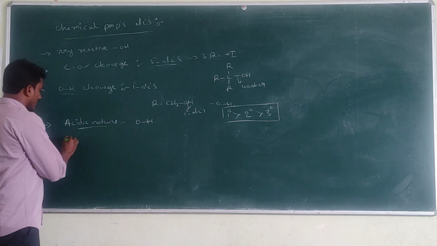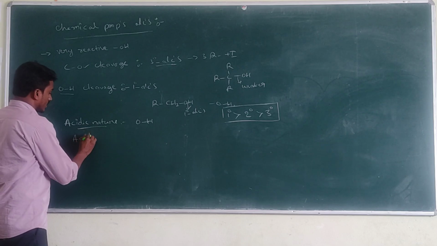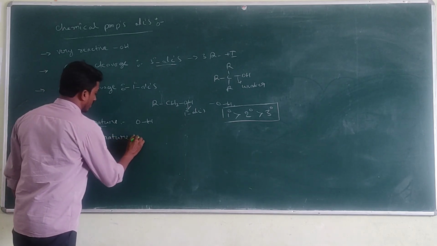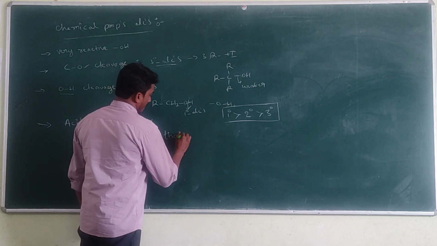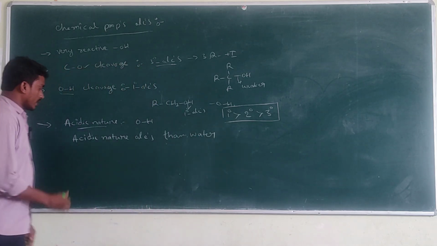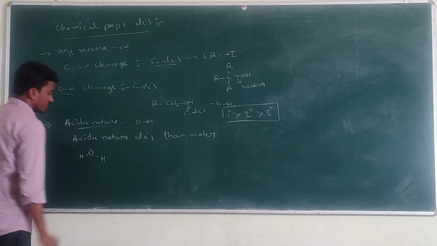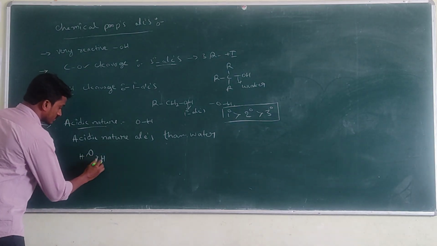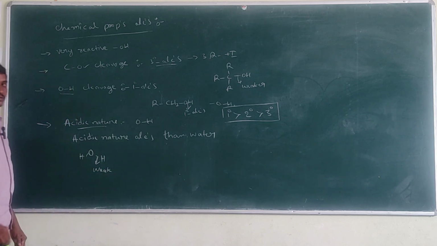But this acidic nature of alcohols is weaker than water. In a water molecule no alkyl group is present, so the oxygen-hydrogen bond is weak.